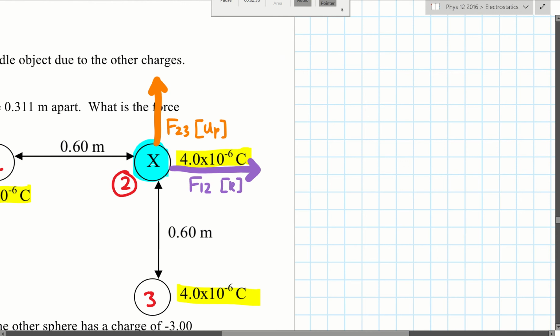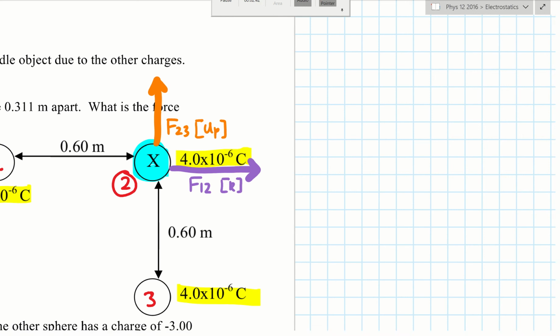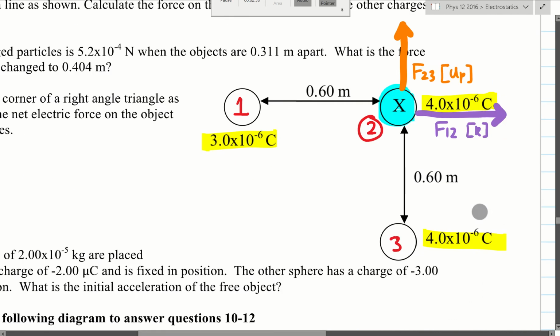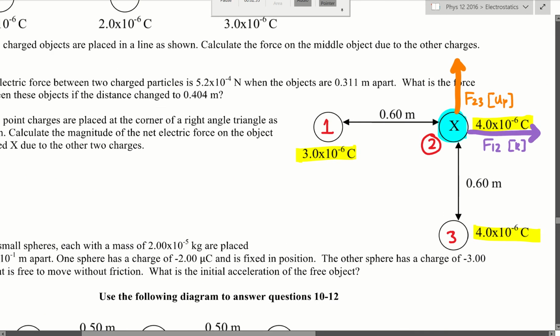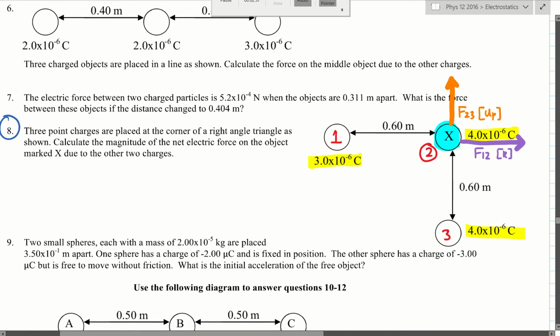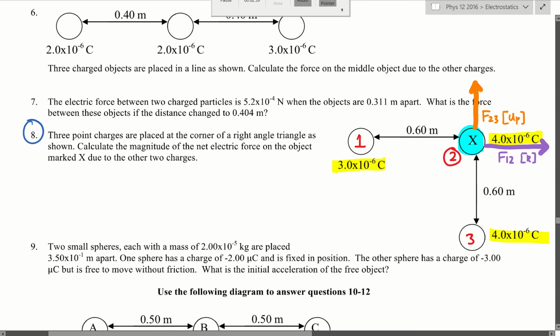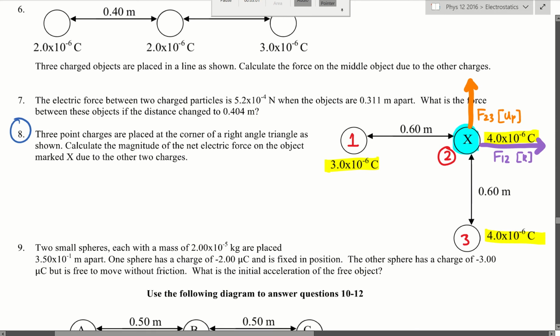Now, because the two forces are not pointing in the same direction, or even opposite, you cannot just add the numbers or subtract the numbers together. You have to draw a vector diagram and find the angle. The procedure at this point is the same as the last example that we did, which is to get F12 and F23 separately. So we have two forces.